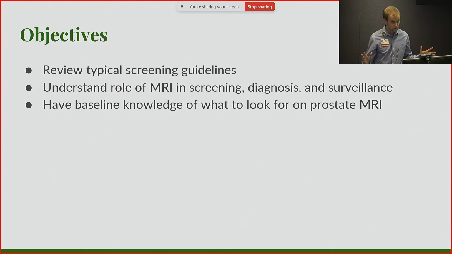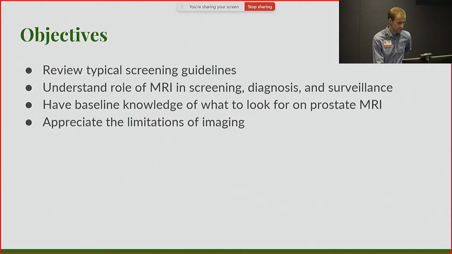Hopefully at least look through some MRIs and have a baseline understanding and knowledge of what to look for if you ever are looking through the images yourself. And even if not the images, just the report itself, knowing when you get a big long report about an MRI, what are the important things to look at in there.